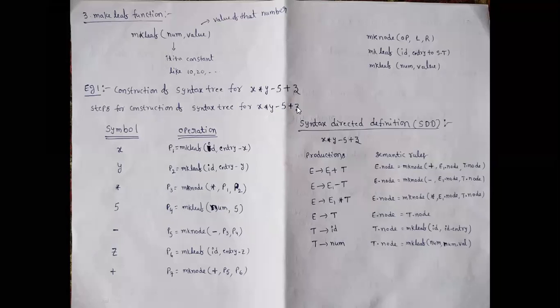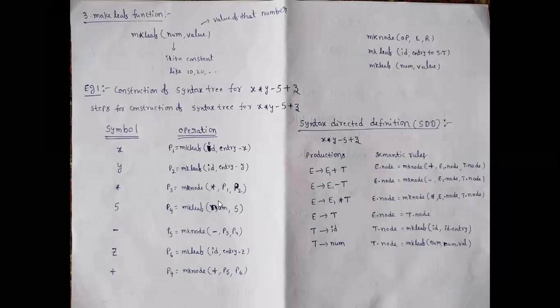Next we consider Z. Z is an identifier, and we use the function make leaf: mk leaf id entry to Z. The total of this function is initialized to P6. What is the next one? Plus. So the symbol is plus, and we use the make node function. Make node of plus. P5 holds everything built up to here. P5 comma P6: P5 is the left child address and P6 is the right child address.